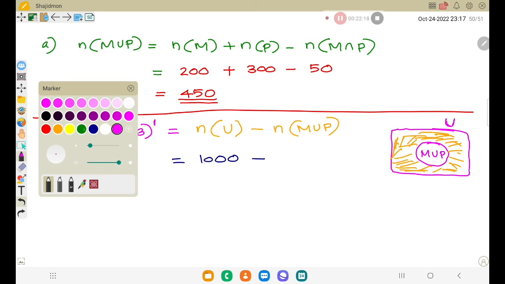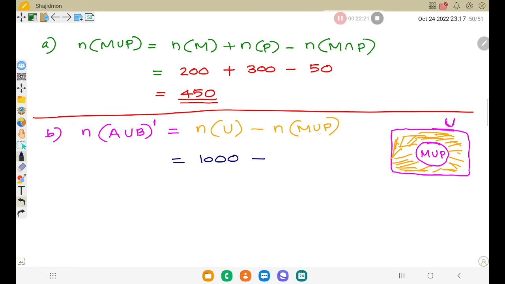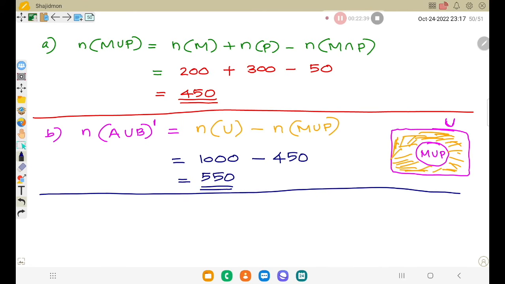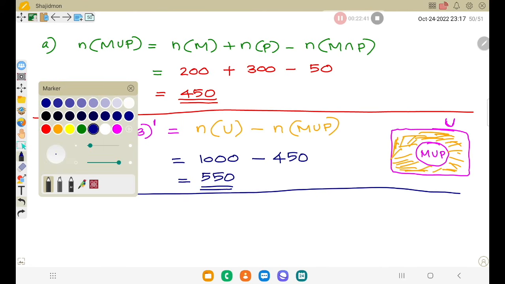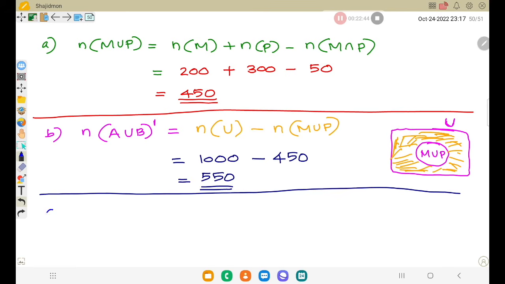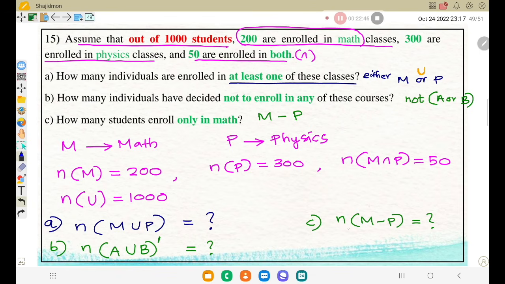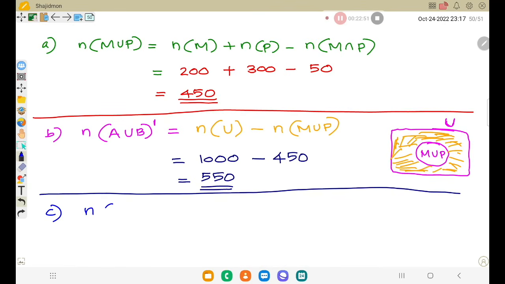So we can go to the answer now. What is number of M union P? In the A part we have 450. So totally what will be the answer? You can check it. 1000 minus 450 means 550. Clear? Okay. Now let me go to the C part of the question. What is the C part? We need to do number of M minus P, correct? Number of M minus P equal to how much?